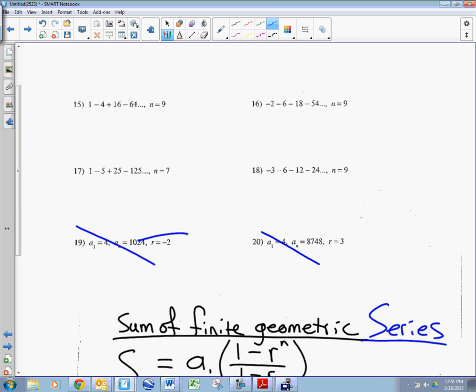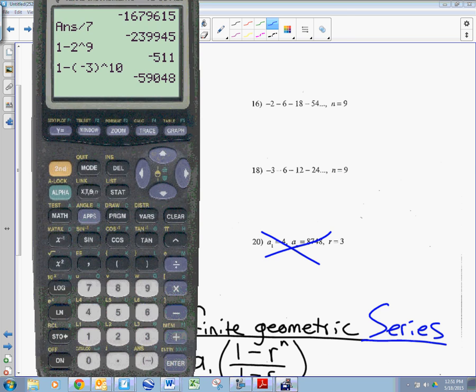Cross off 19 and 20. Please look at 17. I would be trying to find the sum of how many terms? 7 terms. What's the first term? 1 times 1 minus, what is r? Negative 5. So you had to look at this and identify that r was negative 5. So I have negative 5 to the 7th divided by, what's 1 minus negative 5? 6. So that's what we calculate.